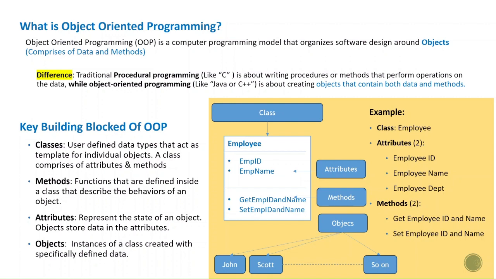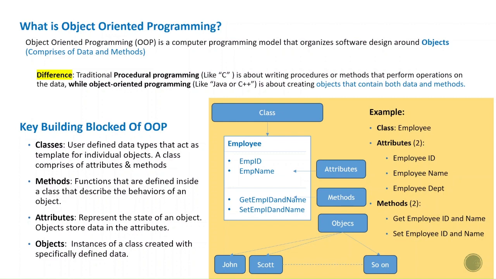So example here on the yellow block, employee is a class. It has two attributes. One is employee ID and another is employee name. Class contains two methods to operate on this data: get employee ID and name and set employee ID and name. So if you see, class is nothing but a template. And objects are actual implementation of these templates.